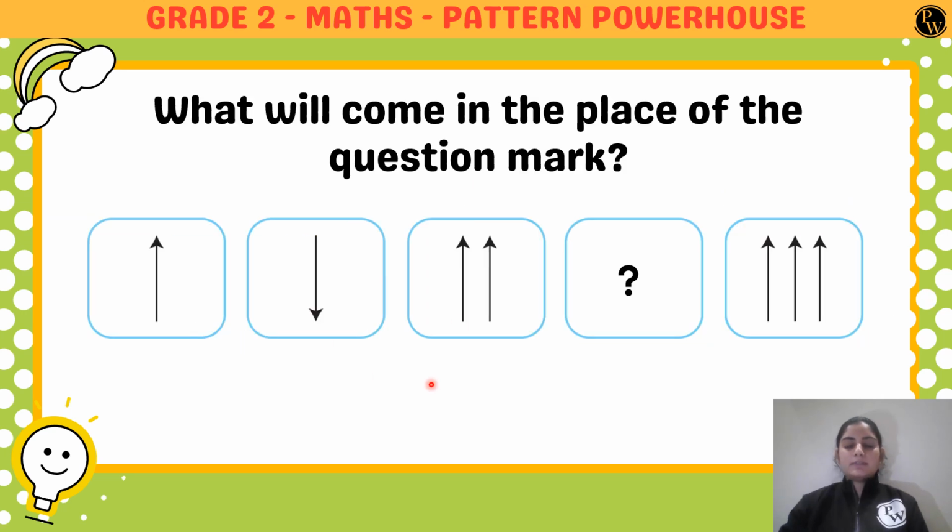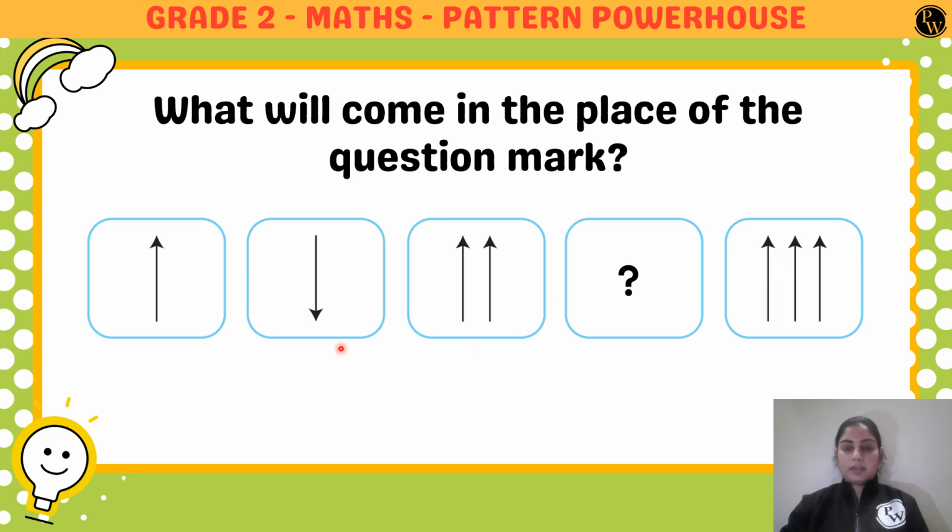Now, let me ask you this question. What will come in the place of the question mark here? Here we can see an arrow is pointing towards the up direction. Then the count is the same and it is pointing towards the down. Now here it is pointing towards the up direction, but the count has been increased by 1. Then we have a question mark and then we have 3 arrows pointing towards the up direction, right?